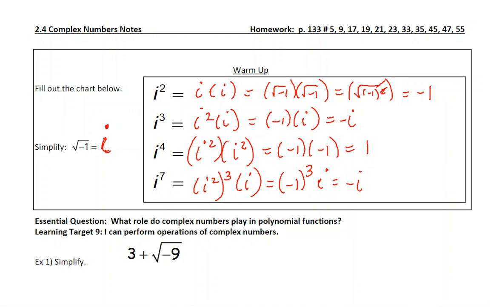Now, what I want you to do is press pause on this video, and I want you right now to try to do examples 1, 2, and 3. I am going to do them also right now. When you're finished, unpause and you can see if you're correct.